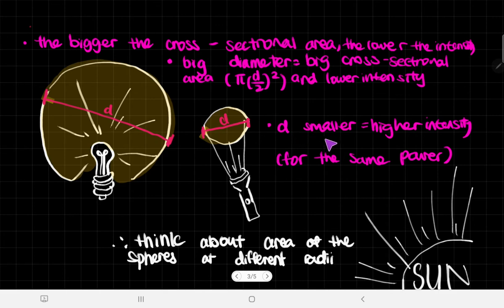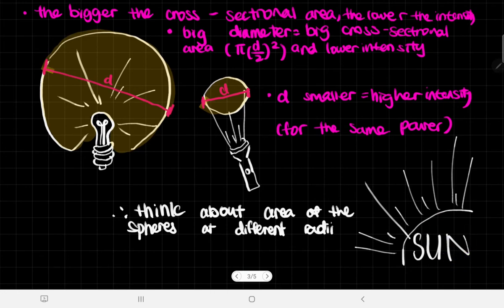Then if the diameter is smaller, you're going to have a higher intensity, and this is assuming that the same power is being used. So if we say that this naked light bulb and this torchlight have the exact same power, the same amount of light coming out of it, but because this torchlight is streamlined and concentrated, the cross-sectional area is very small, whereas this one spreads out everywhere and is much bigger. The intensity of the torchlight is going to be much bigger. So this is also true for the sun and other light-emitting objects in space.